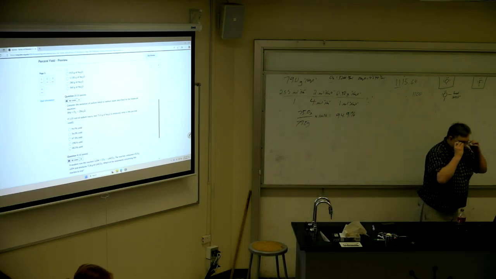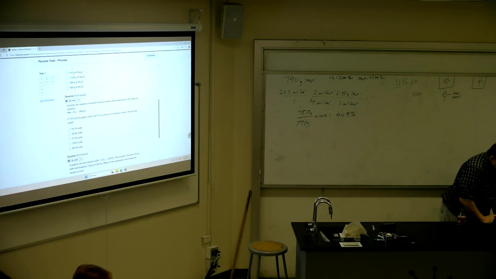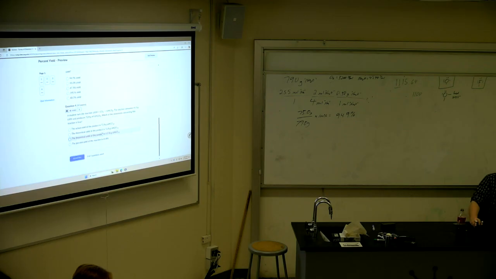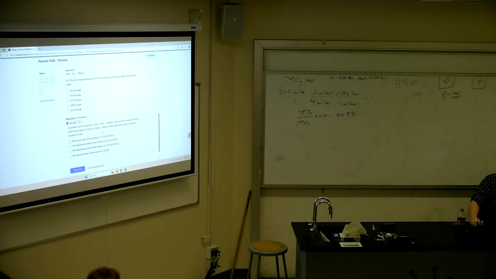Three significant figures, so that's correct. It's unitless. Well, no, it has a percent. The grams cancel out though. Okay, good.